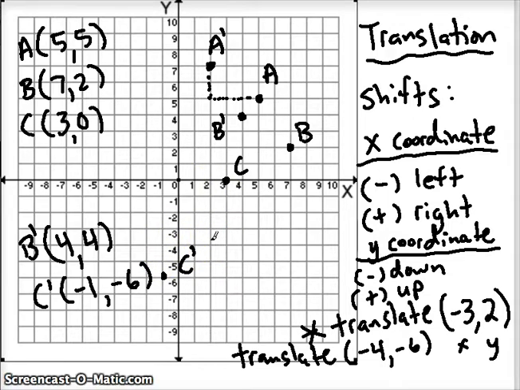Physically count what it tells you to do using these rules. If it's negative, go left. If it's positive, go right for the x coordinates. And for the y coordinates, if it's negative, go down. If it's positive, go up. Or just combine your original x values and combine the y values.